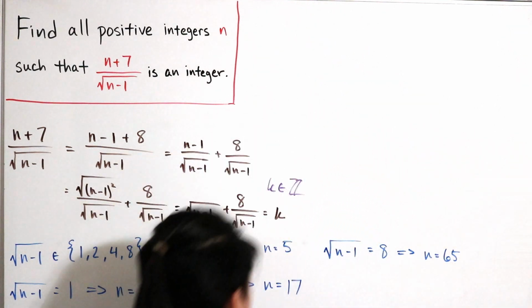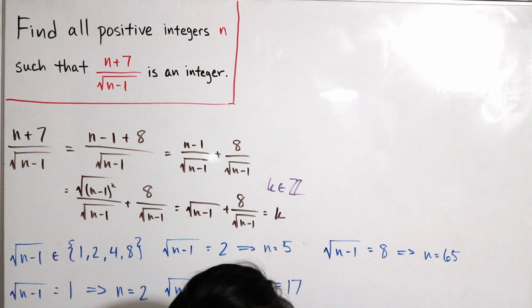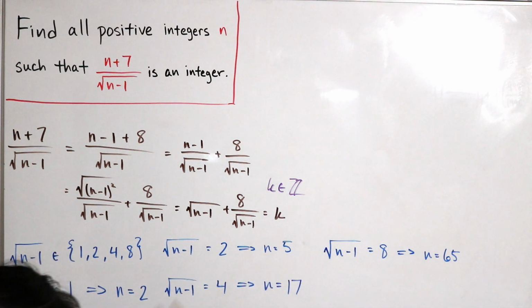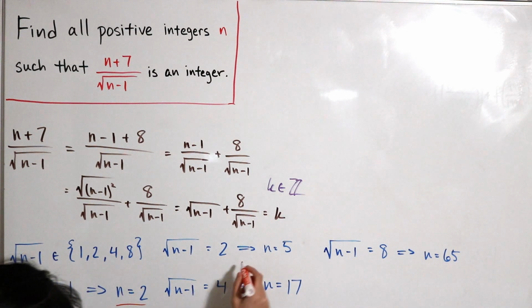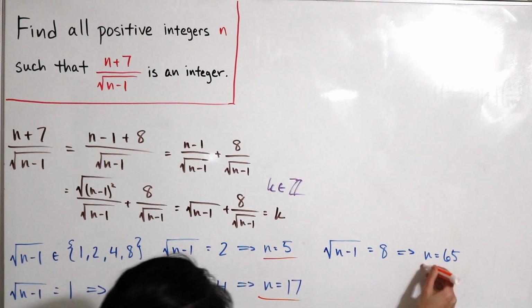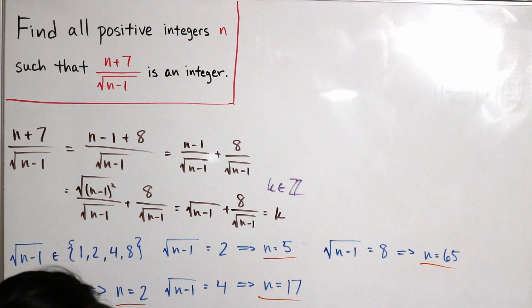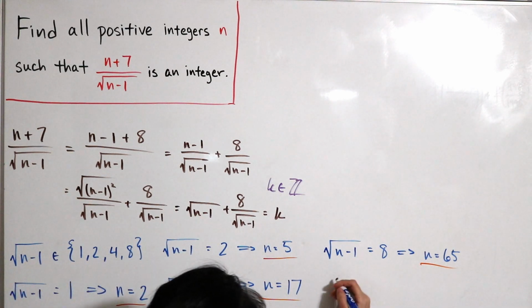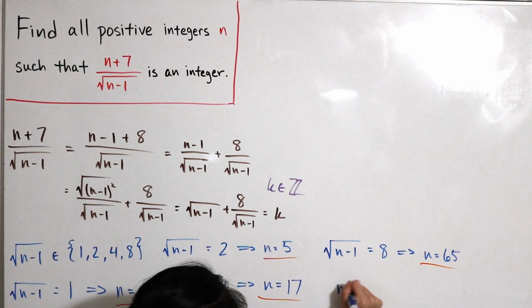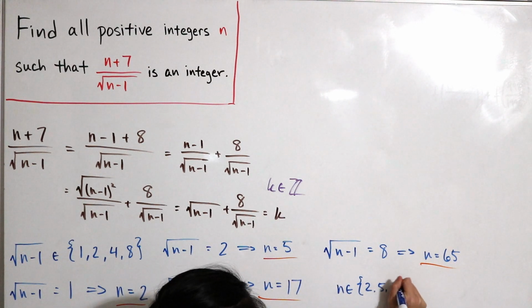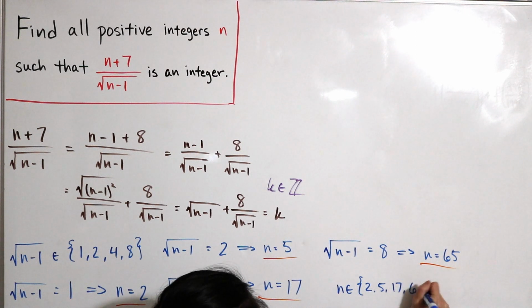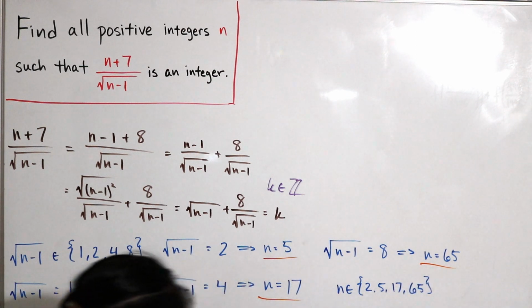And so pretty much we're done. We have all our possible choices for n that satisfy the following, which is perfect. So we have n equal to 2, n equal to 5, n equal to 17, and n equal to 65. Therefore n can be any of the four elements: 2, 5, 17, and 65, and just like that we are done.